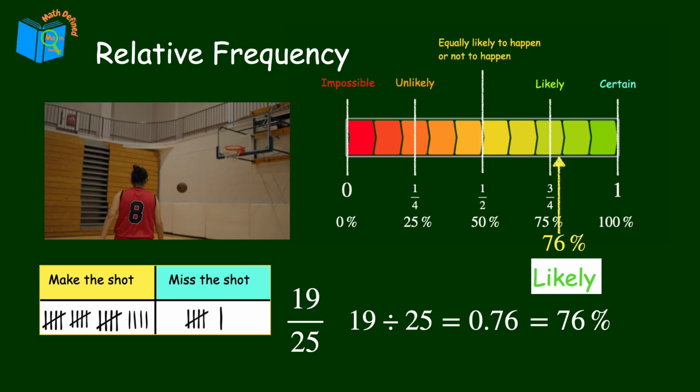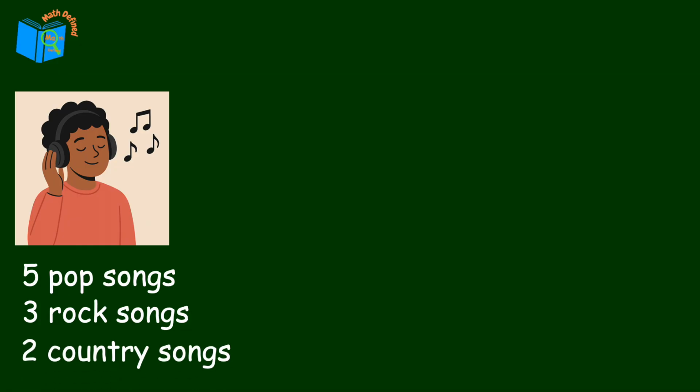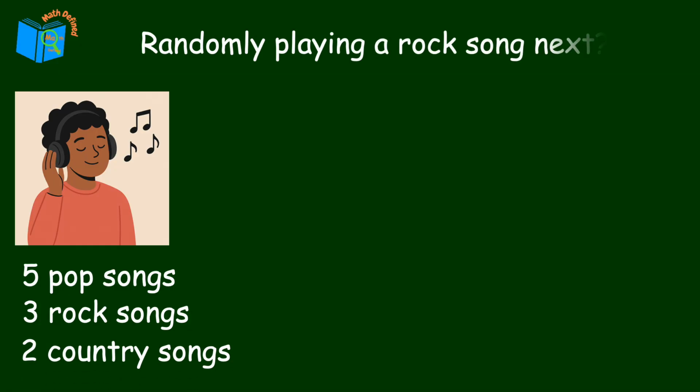Now let's take what we've learned so far and apply it to another real-life situation where we want to find the probability of something happening. Suppose you have a playlist with 5 pop songs, 3 rock songs, and 2 country songs. What's the probability that you'll randomly play a rock song next?